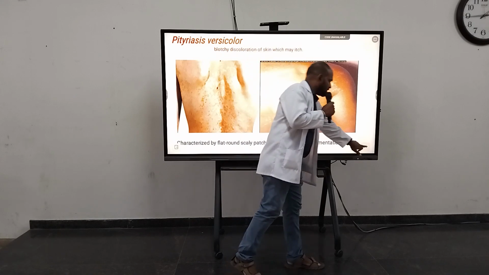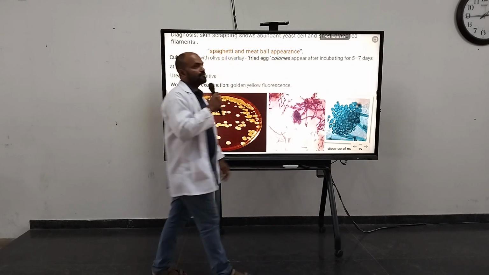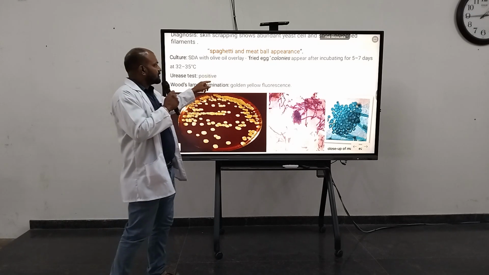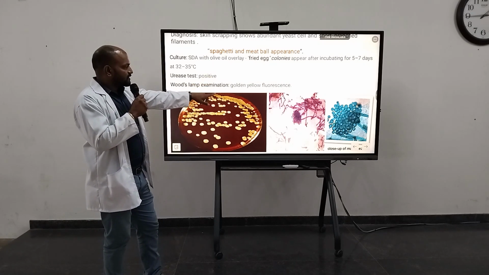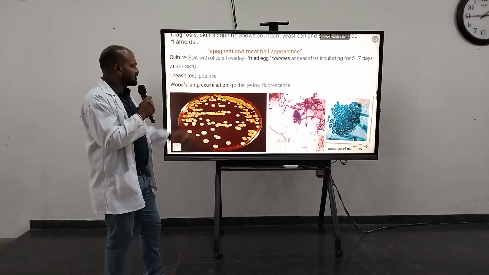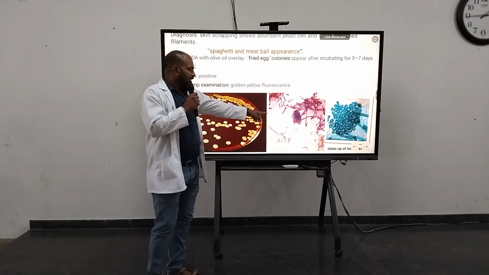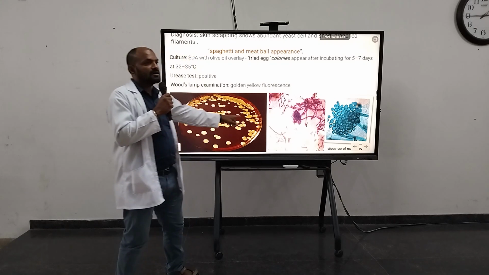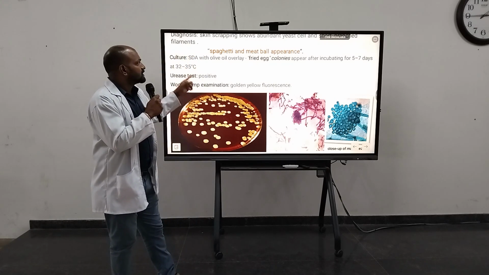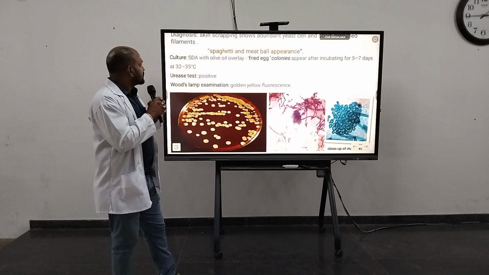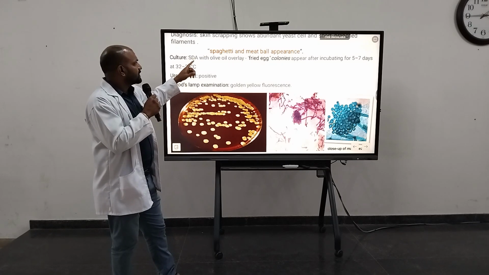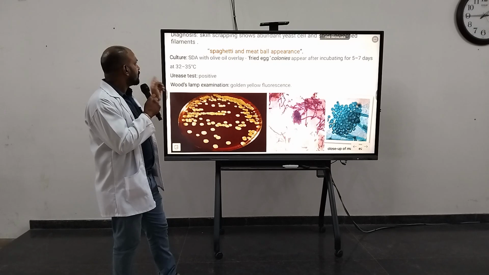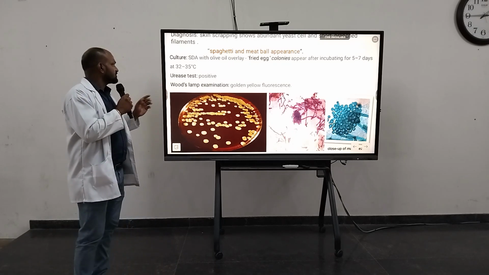You can scrape out the skin and send it for microscopic examination. Microscopically, we can identify this fungus, which produces the lipophilic yeast form. The predominant identification feature you can see in Gram staining is the spaghetti and meatball appearance, which is the most specific identification feature for Tinea versicolor.